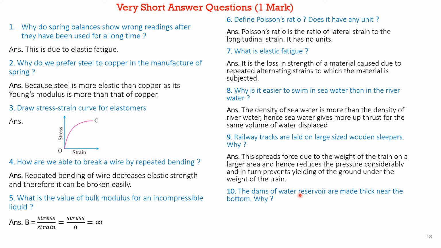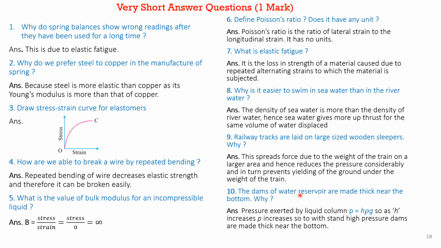Next question, question number 10. The dams of water reservoir are made thick near the bottom. Why? Answer. The pressure exerted by the liquid column is h rho g, where h is the height, rho is the density, and g is the acceleration due to gravity. So as h increases, P increases. So this pressure is given by P is equal to h rho into g. So as h increases, P also increases. So to withstand the high pressure, dams are made thick at the bottom.